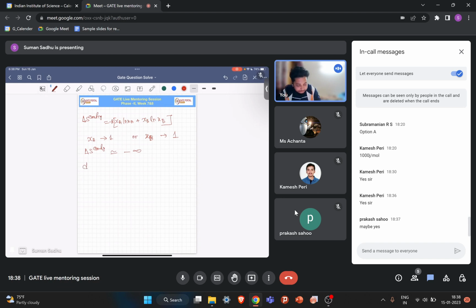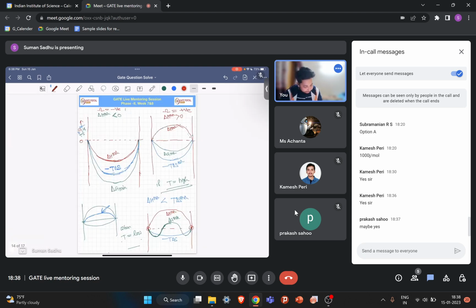Or if you take the derivative of this delta S config by dxA or dxB, anything, just do the derivative and find out. When xA tends to 1 or xB tends to 1, there you will get this thing as minus infinity. So that means at these two ends your entropy curve has a slope of minus infinity. The slope is very high at the end.